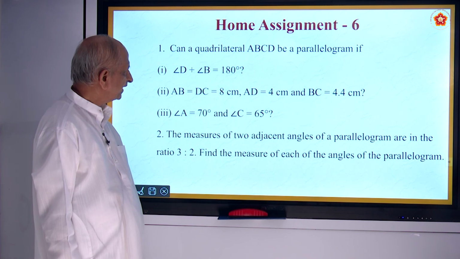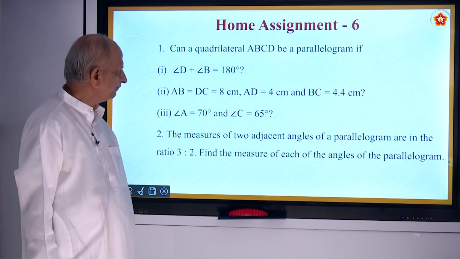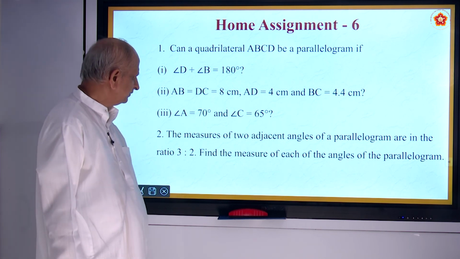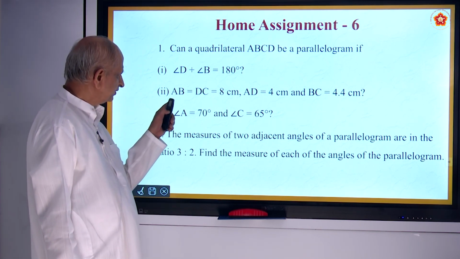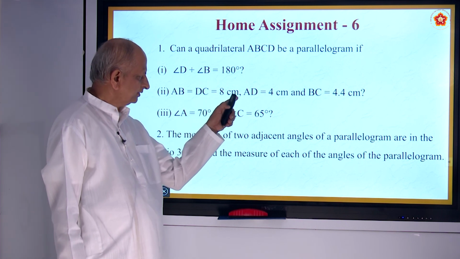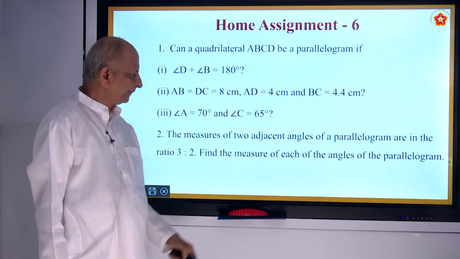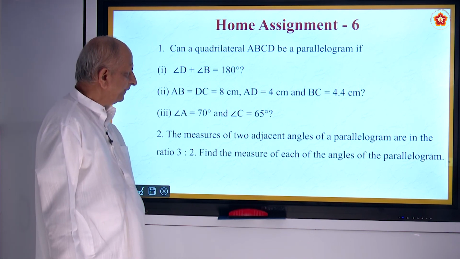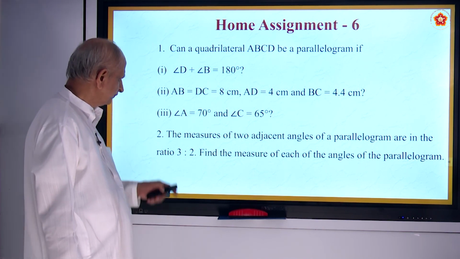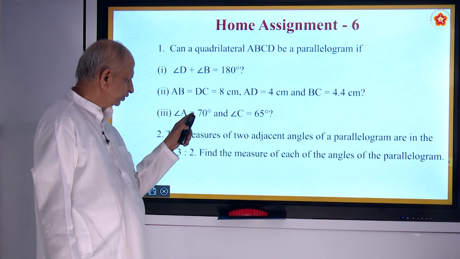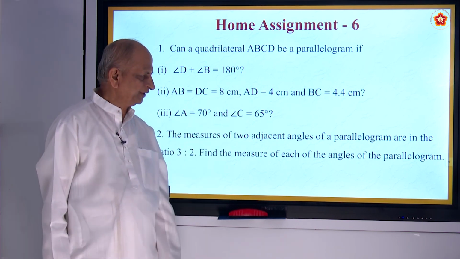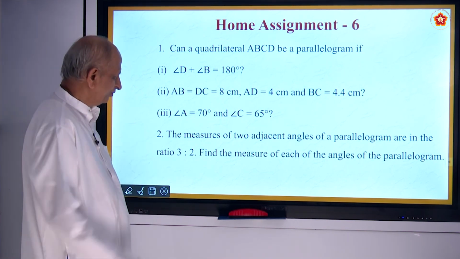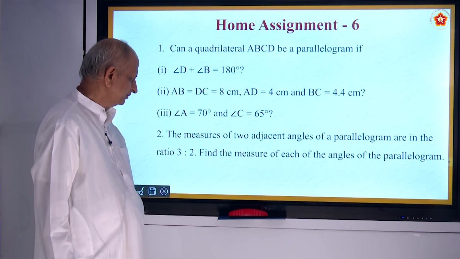First question, can a quadrilateral ABCD be a parallelogram if angle D plus angle B is 180 degrees? Second, in that same question, AB is equal to DC is equal to 8, AD is equal to 4, BC is equal to 4.4. They are asking whether it can be a parallelogram or not. Third, in that A is equal to 70, C is equal to 65, is it a parallelogram or not? It is an oral question, but you should know there is some trick given there.